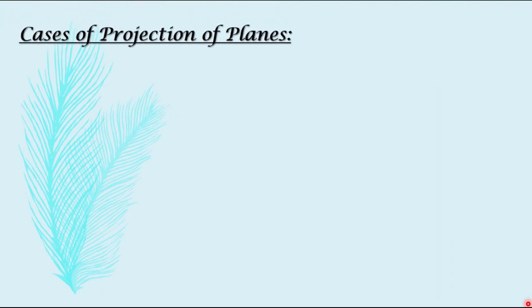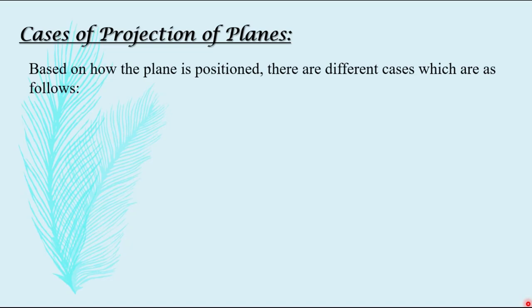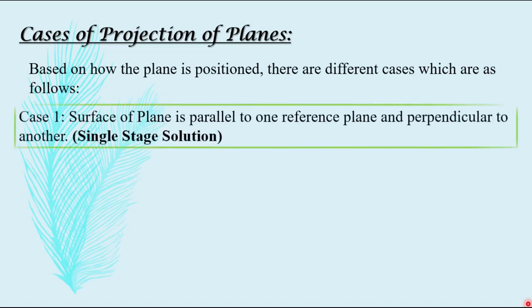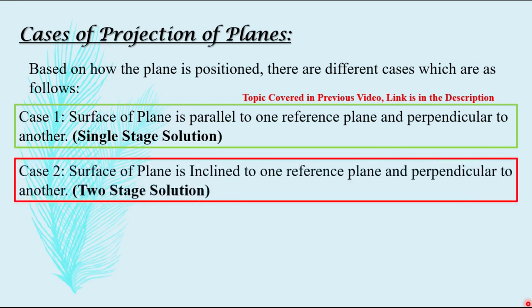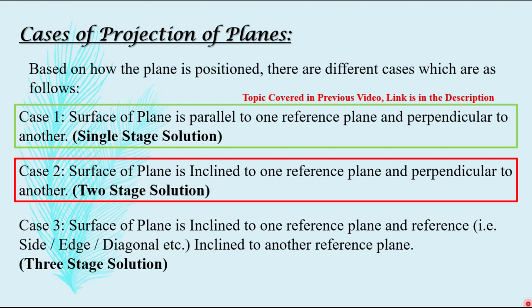As discussed in our previous video, based on the positioning of the plane, different cases are possible. Case 1: surface of plane is parallel to one reference plane and perpendicular to another. Single stage solution. This has been covered in the previous video and the link is provided in the description. Case 2: surface of plane is inclined to one reference plane and perpendicular to another. Two-stage solution. This is the topic of discussion for today's video. Case 3: surface of plane is inclined to one reference plane and a reference line, that is side, edge or diagonal etc., is inclined to another reference plane. It consists of 3 stages in the solution.